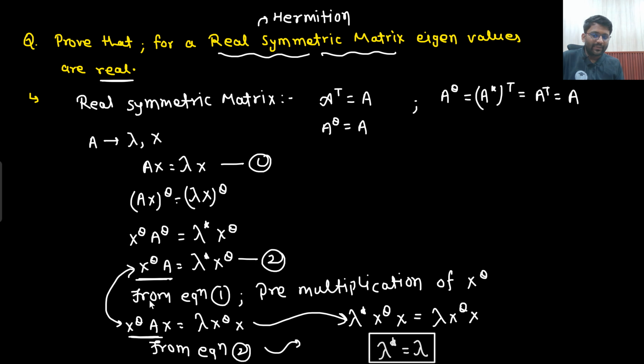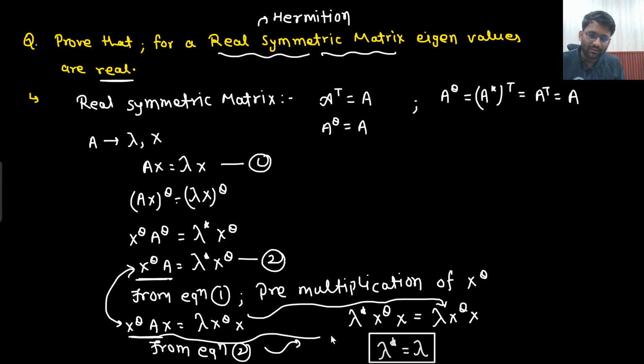Basically what we have done: this was the expression I got from equation 1. I did the pre-multiplication of x conjugate, so x conjugate Ax equals lambda x conjugate x. So x conjugate times A could be replaced as lambda conjugate x conjugate, and the rest remains as it is. Let's remove this one because you will be getting confused. From equation 1 we are putting this value here, and then this remains as it is. So lambda conjugate is coming out to be lambda.